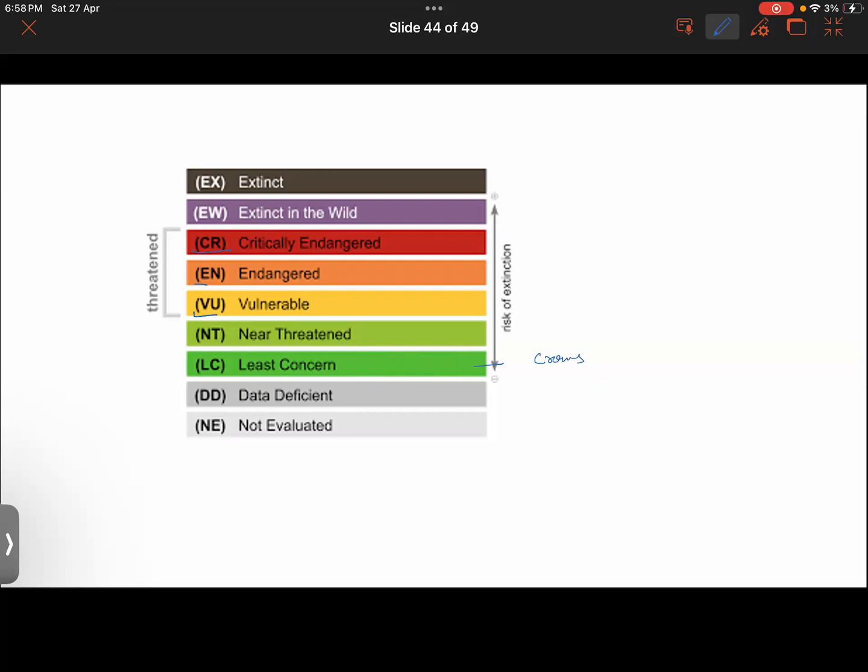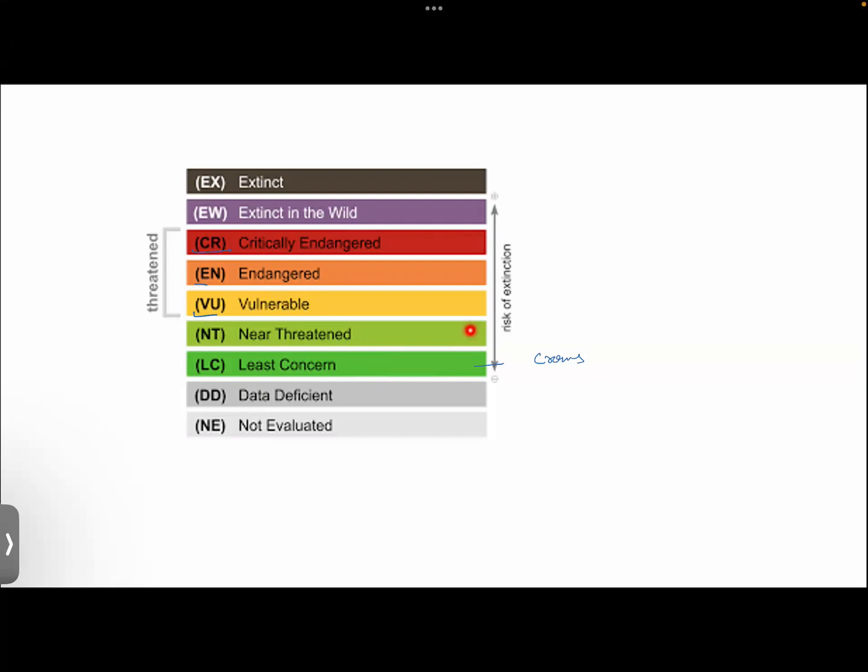Now, near threatened. Near threatened means that they are now being hunted down. If their hunting is not stopped and their habitat is not preserved, they will be threatened. So they are said to be near threatened. Then you have vulnerable, then endangered. As you go higher in the list, their risk of becoming extinct increases. Then look at the top two categories. These are the ones that have gone extinct in the wild. They are no longer found in nature.